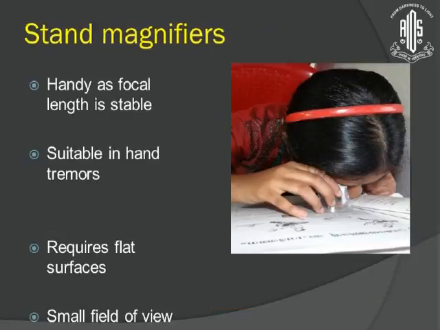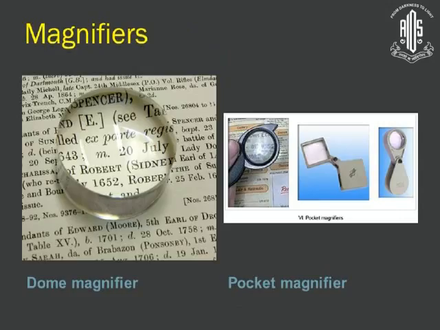Stand magnifiers are more handy. This is a visually impaired girl from one of the blind schools in Kerala. She's reading her textbook using a stand magnifier. This can be used even in children with hand tremors. The problem is that it requires a flat surface and has a relatively small field of view. Other magnifiers are the dome and the pocket magnifier, which is very portable.